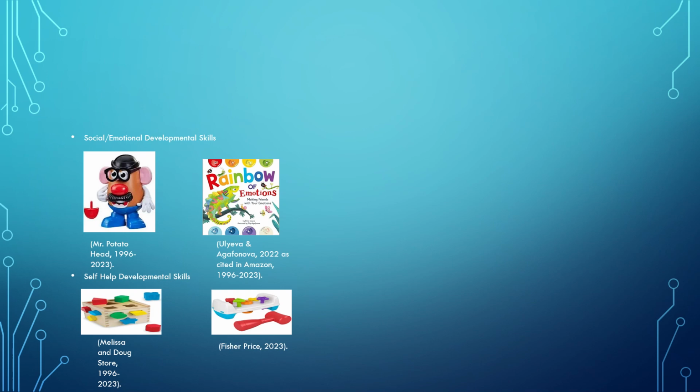And for social and emotional developmental skills, you can use the Mr. Potato Head toy, and then you can use this little booklet chart that I found called the Rainbow of Emotions, and it teaches children how to use and understand their emotions. And then for self-help development skills, you can use this sorting block at the bottom, and then you can use this toy where the children have to use the hammer to actually hit the shapes down.